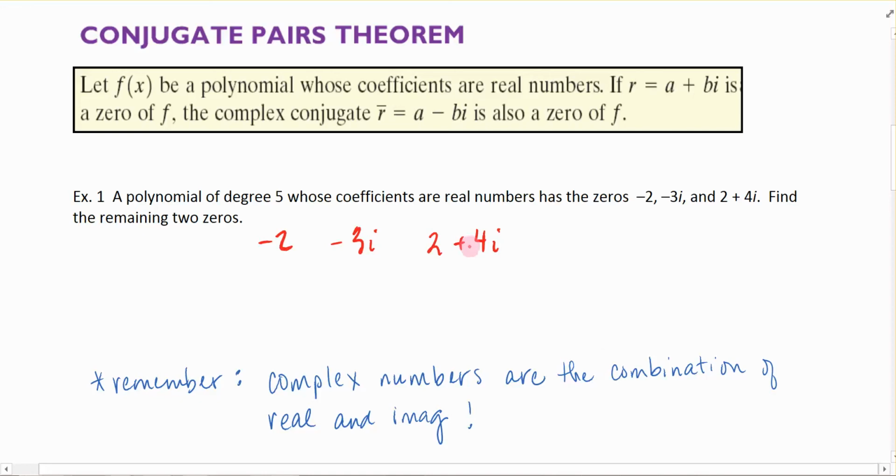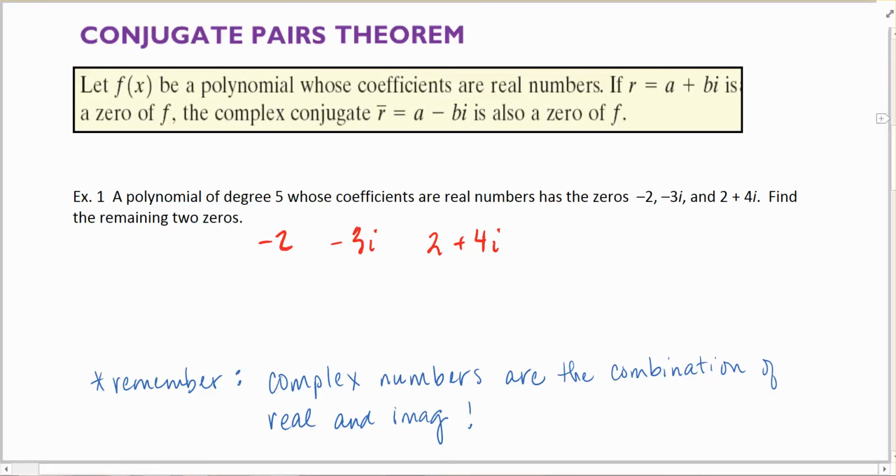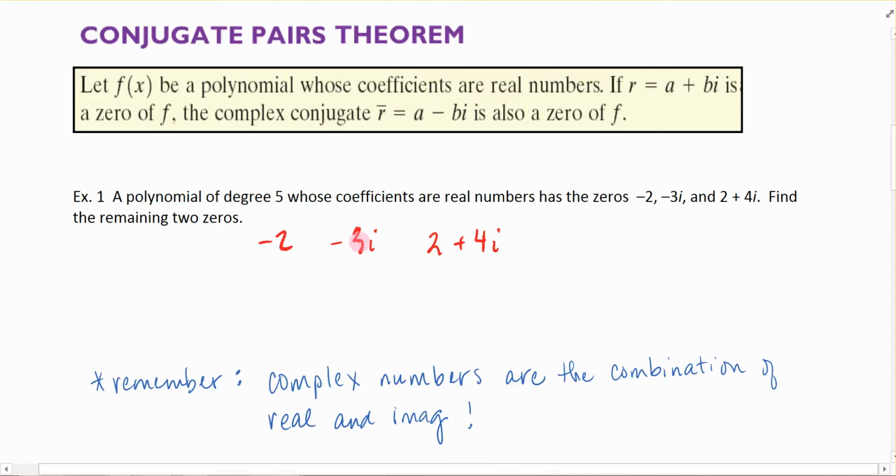Each of these two roots are complex or imaginary in nature, so I need to make sure that I account for their conjugates. When we write a conjugate, we're basically just writing that same number with an opposite sign. So the conjugate of -3i looks like +3i, and the conjugate of 2 plus 4i looks like 2 minus 4i. And there we have all 5 roots which this problem was addressing. So remember that complex numbers are the combination of a real and imaginary number, and again we want to allow for their conjugates as well when we are looking at the roots for these polynomials.